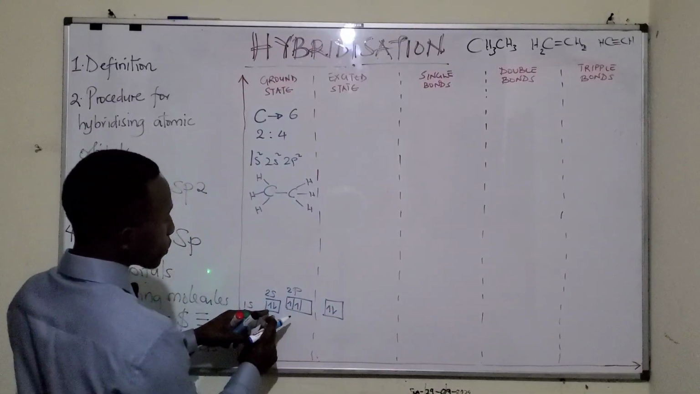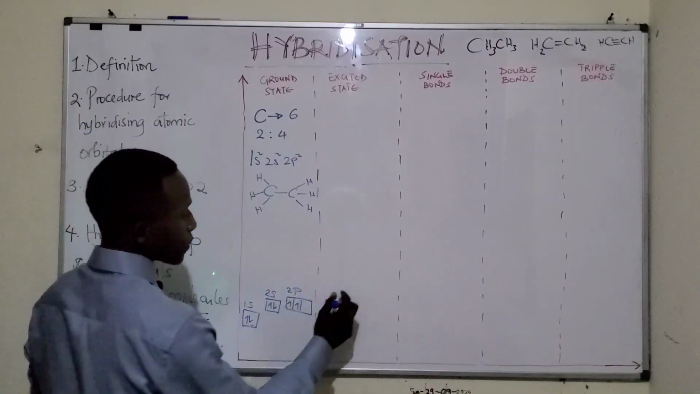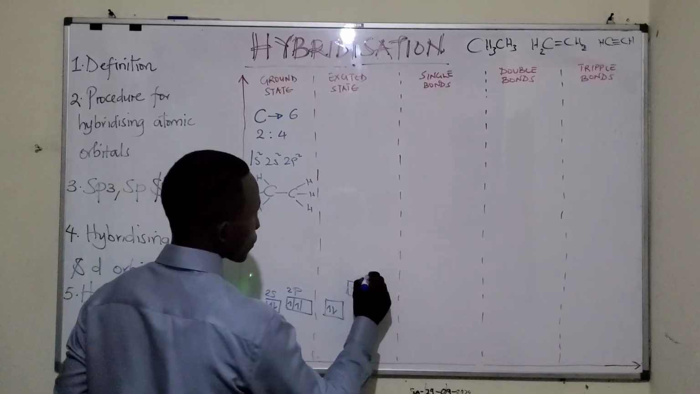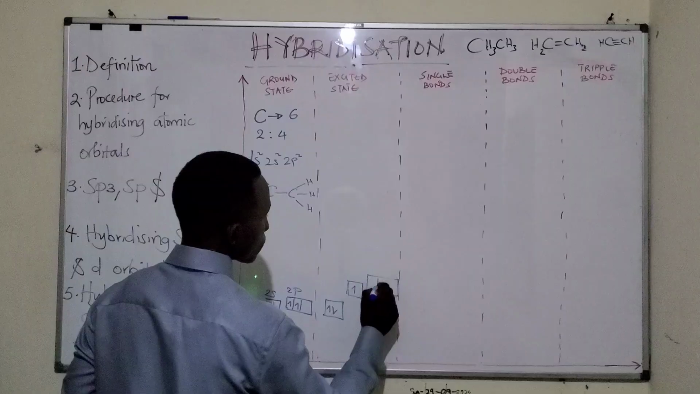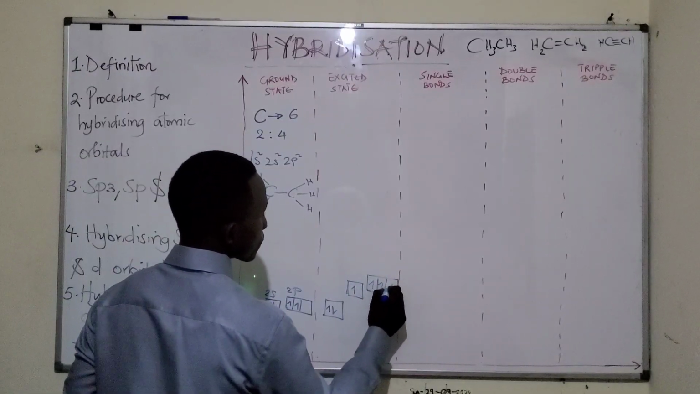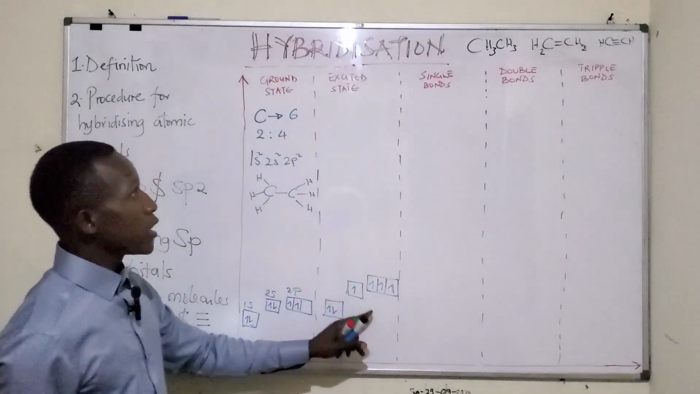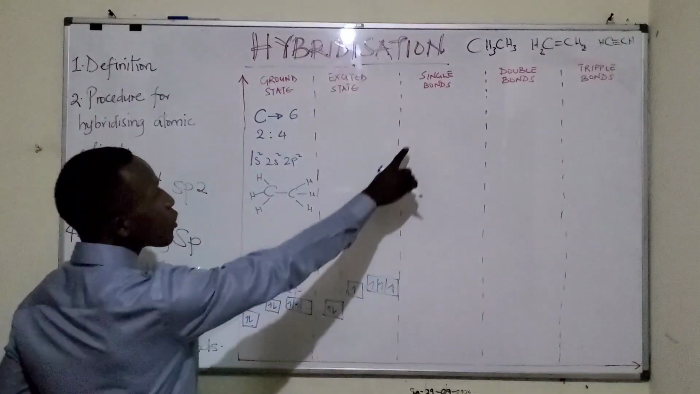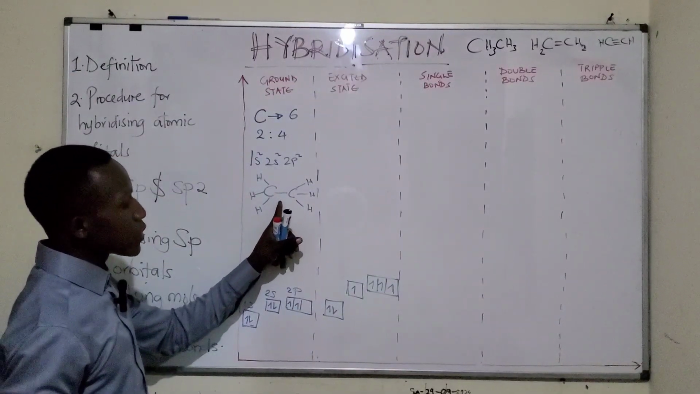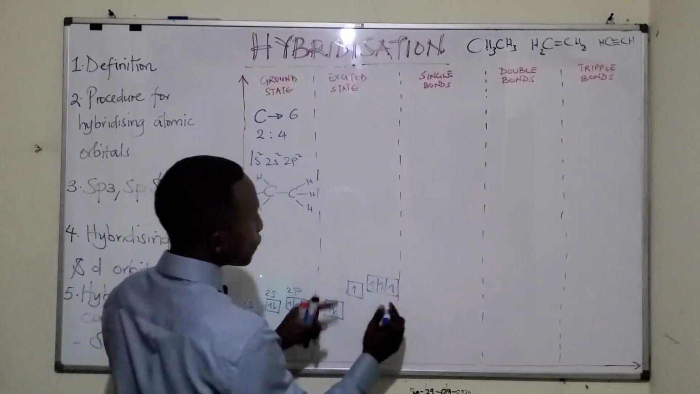Then in excited state, this one will remain the 1s, and in 2p, 1 electron will be promoted from s to p. We shall have 1 electron here in s now. Another electron is promoted to p orbital. So we shall have these electrons like this. So now we have 4 unpaired electrons. So to form single bonds for ethane, we shall use all these 4, meaning that we shall hybridize all of them.